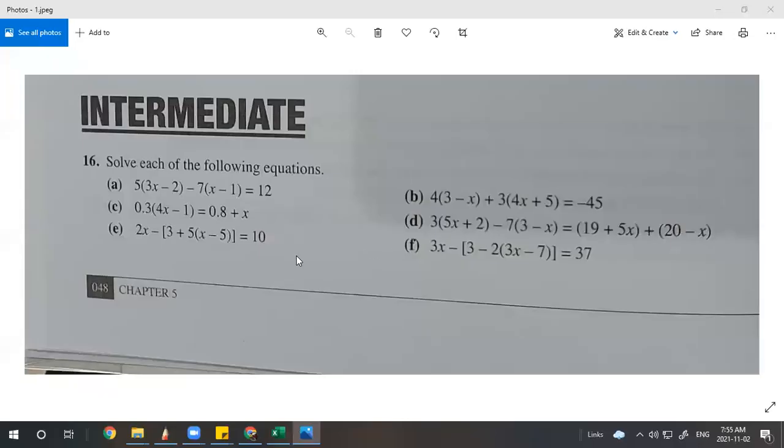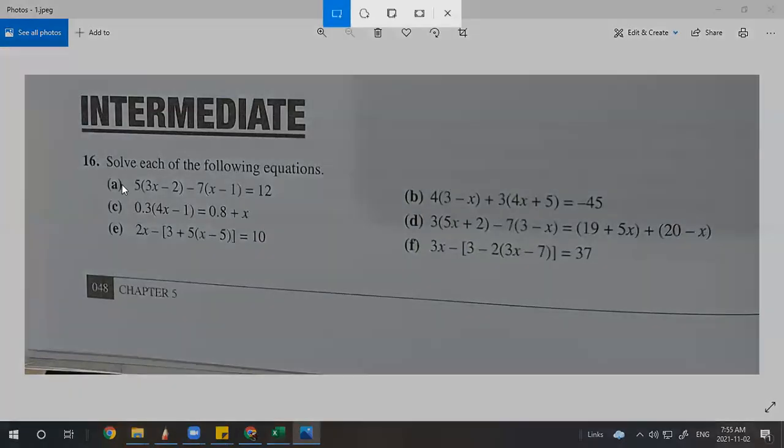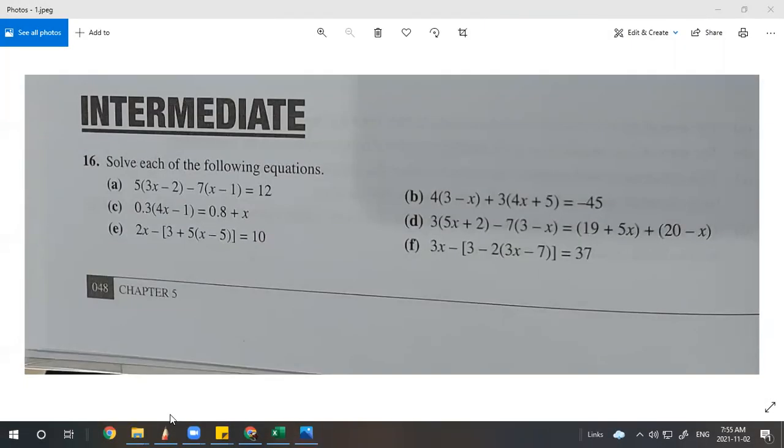Okay, guys, today we're going to discuss the word problem questions in the workbook for chapter 5, starting from page 48 and so on. Because we don't deal with the basics, I assume the basics and concepts are already done. Now we do the intermediate. For our example exercise, number 16, ACE.